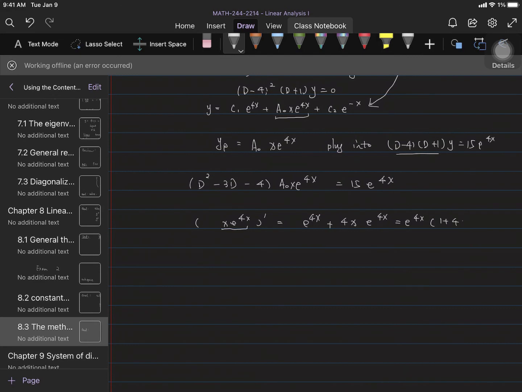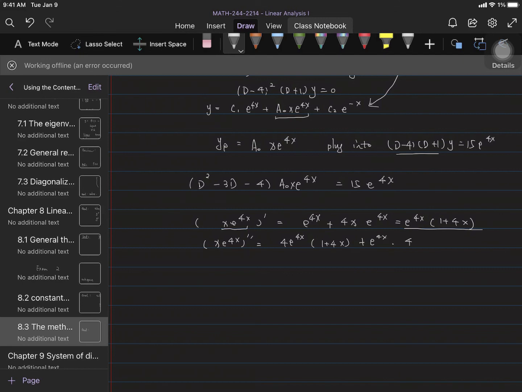One plus 4x, factor e to the 4x out. And because we have D squared, definitely we have the second derivative. So the second derivative means we take the derivative of the first derivative. Product rule again: f prime g plus f g prime, like this.